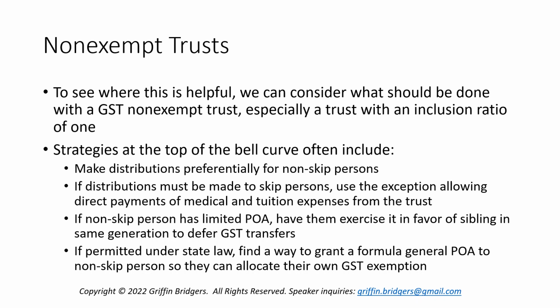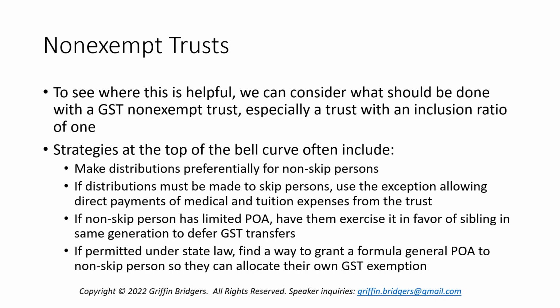1, by the terms of the trust or even by the trustee's discretionary authority, you could make distributions preferentially for non-skip persons from the trust with an inclusion ratio of 1 if those non-skip persons are also beneficiaries of a trust with an inclusion ratio of 0. The goal would be to drain the non-exempt trust during Generation 1's lifetime and preserve the exempt trust for Generation 2's benefit.